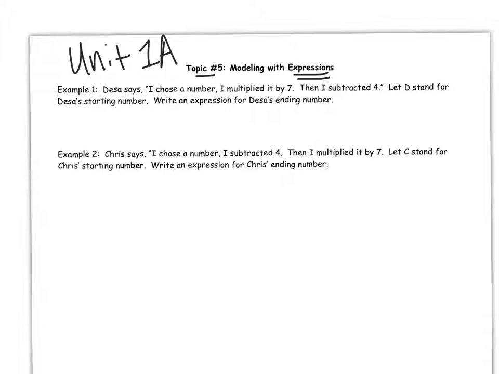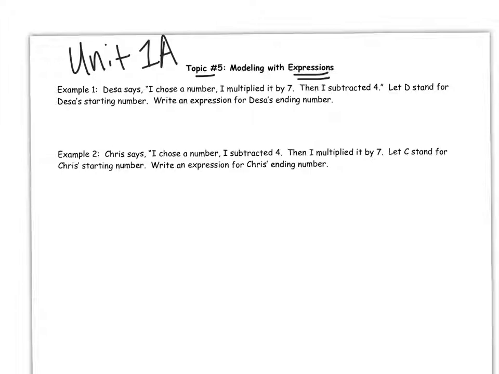So I'm just going to read this with you. Example 1 says, Dessa says, I chose a number, I multiplied it by 7, then I subtracted 4. Let D stand for Dessa's starting number. Write your own expression for Dessa's ending number.